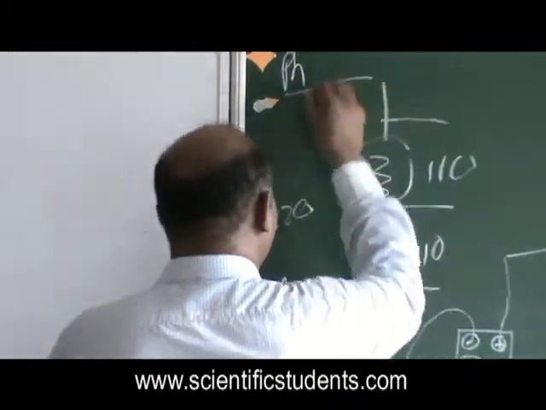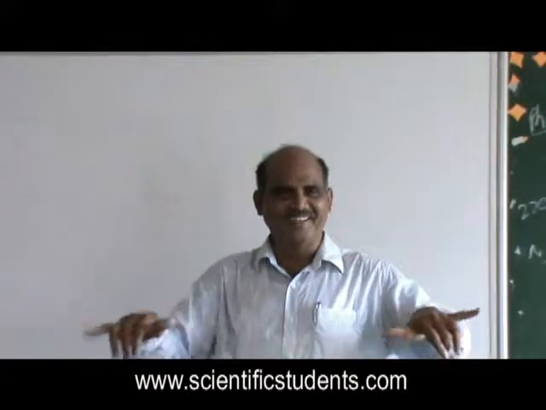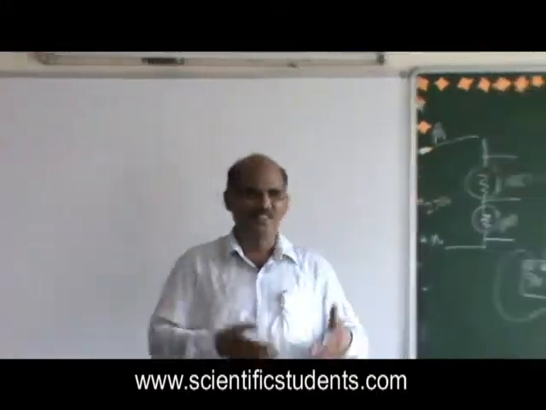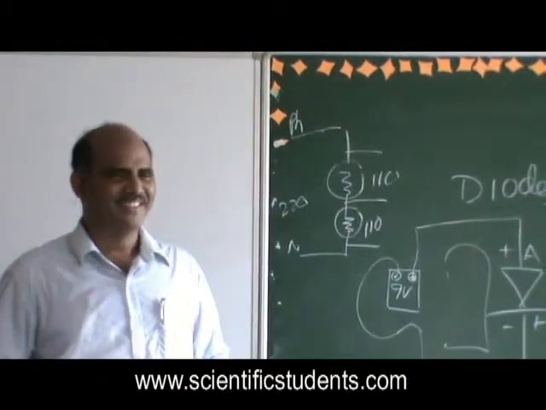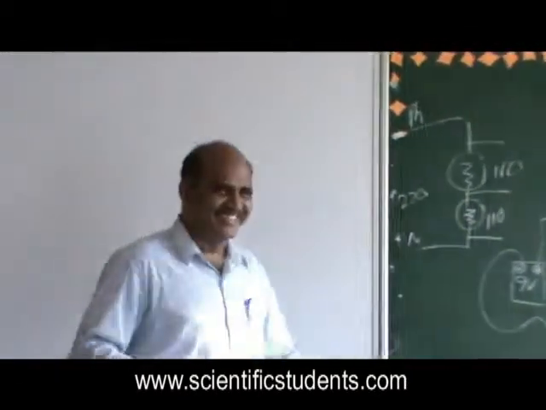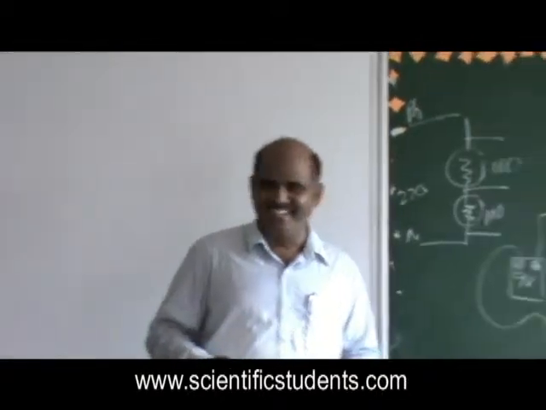Ultimately, across 220 volts, these two are in series, and yes, this one is also fully glowing, and that one is also fully glowing. Ultimately I don't have to use any other resistor. So instead of stealing one, start stealing two. Yes or no? Always do this kind of thing, okay?